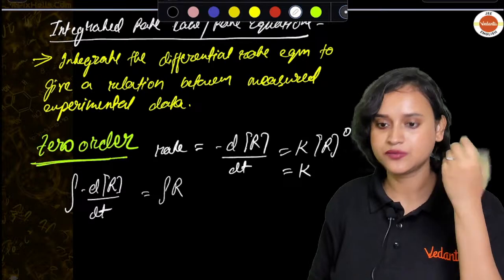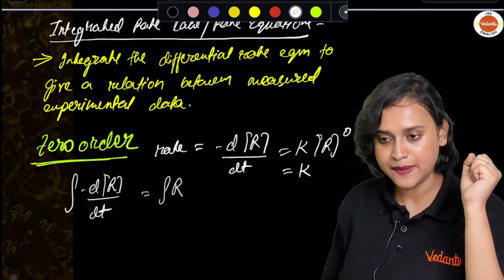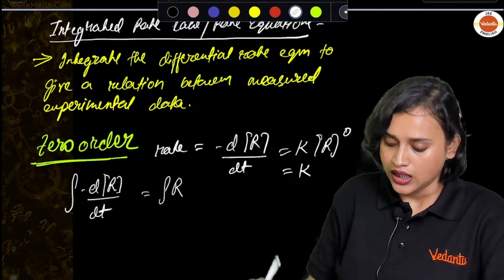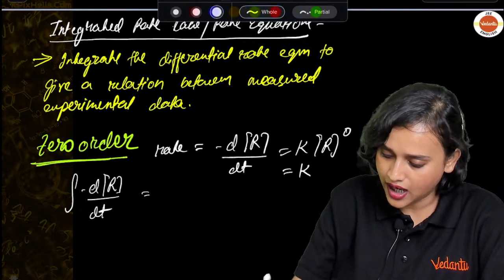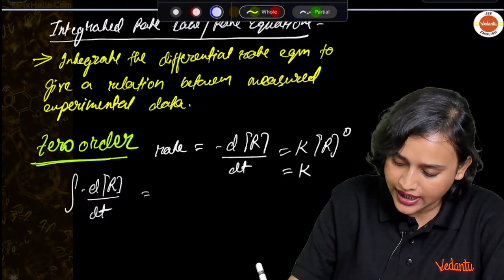Can we do this? We can do this. All right. Okay, everybody. No, not R, sorry. Minus dR by dt equals kR. So here let us just write k.